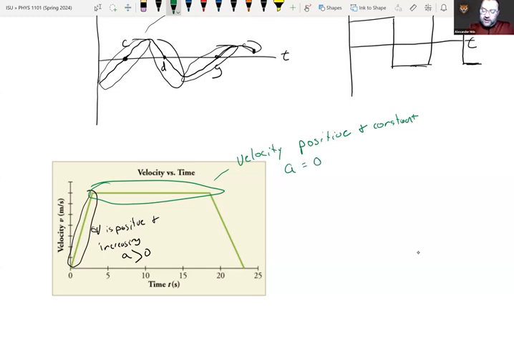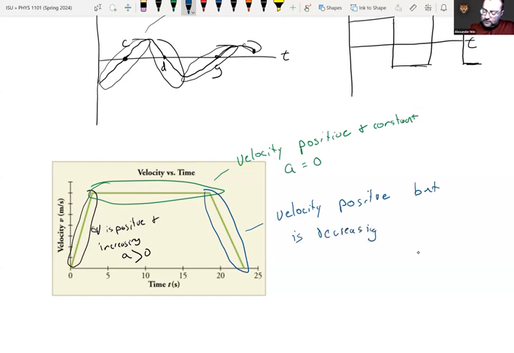Okay. And then finally, if we look at this one, your velocity is still positive, but it's decreasing to 0. All right. So that's basically what's going on in this situation. So what we have here, we'd have acceleration is less than 0.